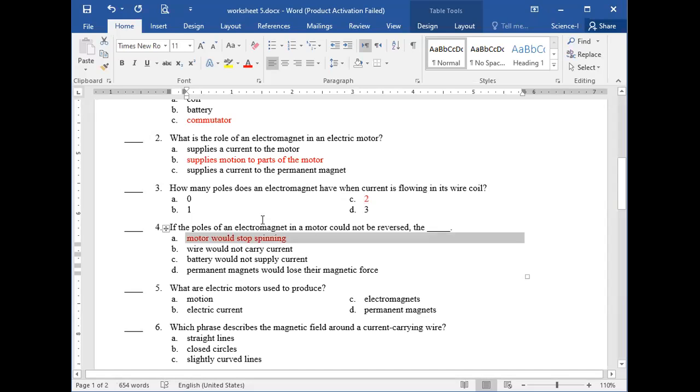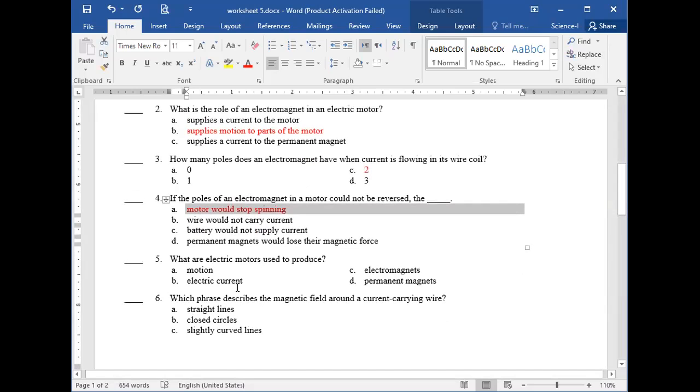Good. Question number 5. What are electric motors used to produce? What is the purpose or aim of using an electric motor? Ali? A, of course, motion or kinetic energy. That's the purpose of any motor.